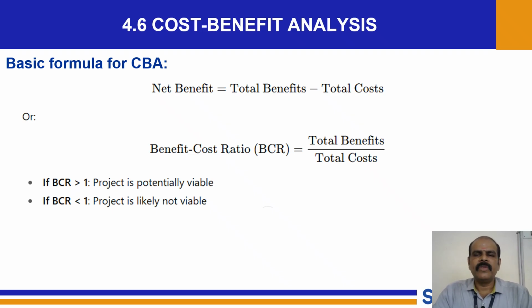Now the formula. The formula is net benefit equals total benefits minus total costs. So we are going to do the ratio, to recall what we had in our discussions at the start of this presentation. The benefit cost ratio, BCR, is total benefits divided by total costs. If the BCR is more than one, the project is financially viable. If it is less than one, the project is not viable. So this is going to be a crucial as well as interesting decision that we get out of it.